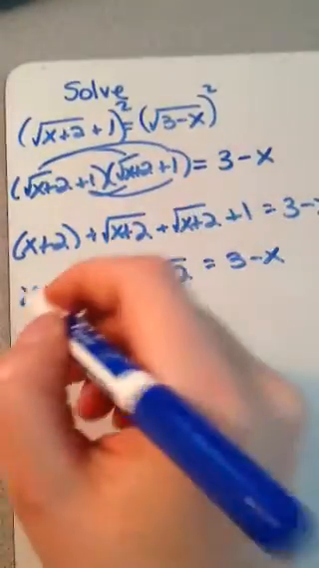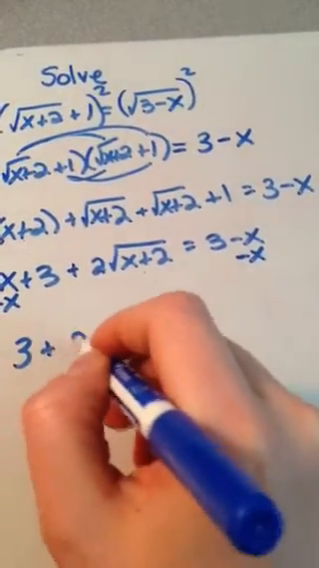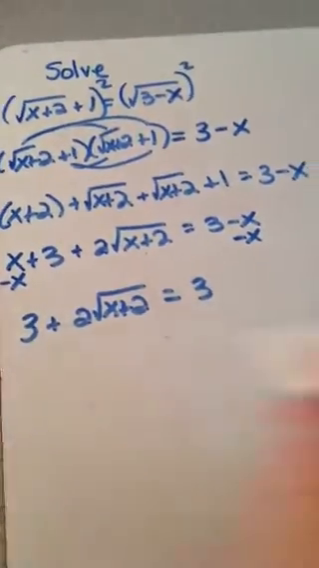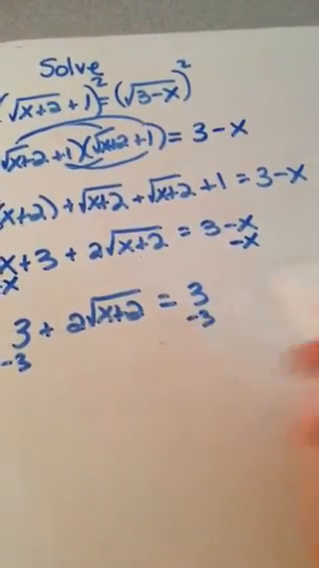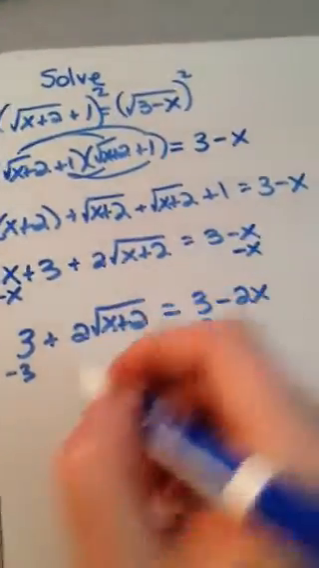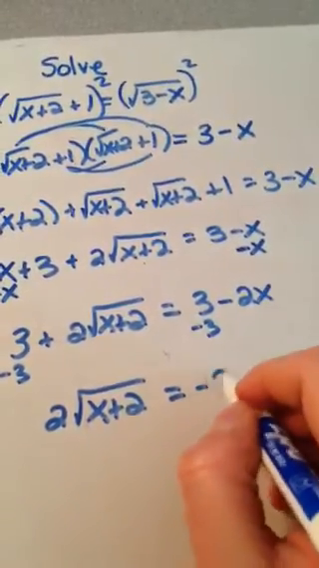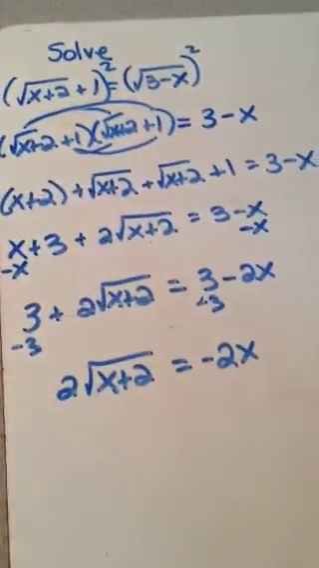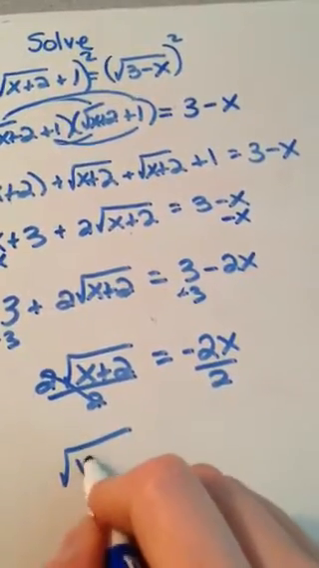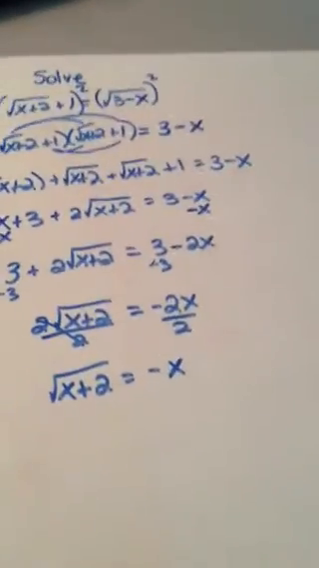I'm going to isolate that by first subtracting x. So that gives me 3 plus 2 root x plus 2 equals 3. And now I'm going to subtract 3. Oops, I forgot. I'm sorry. Negative 2x right here. I'm going to subtract 3. And I get 2 times the square root of x plus 2 equals negative 2x. This just makes 0. Now I'm going to divide by 2. Okay. Now I can square this equation again.